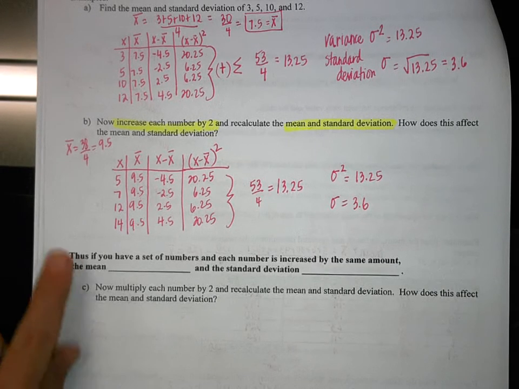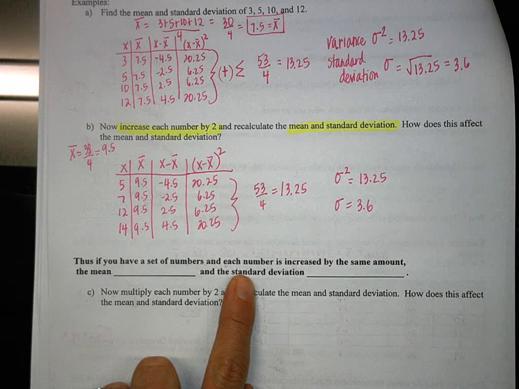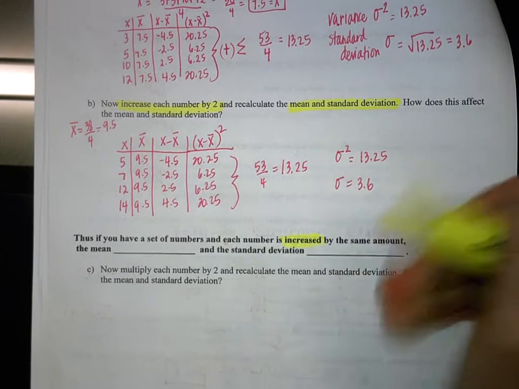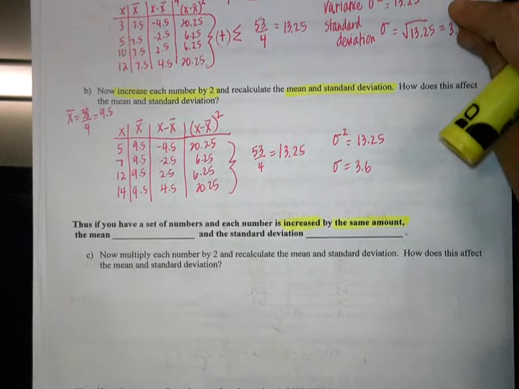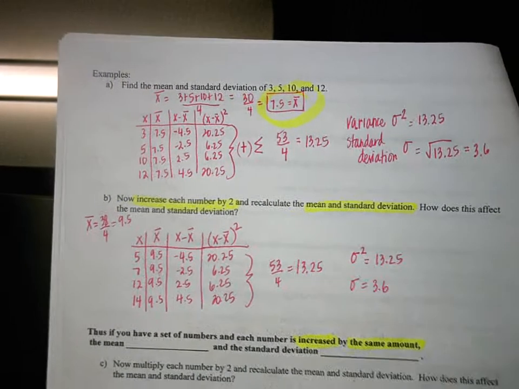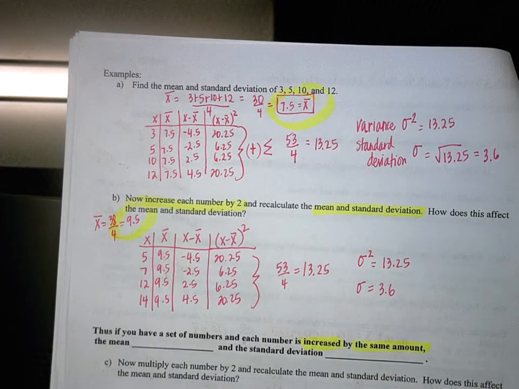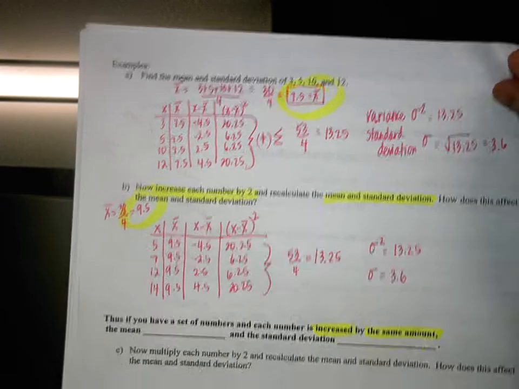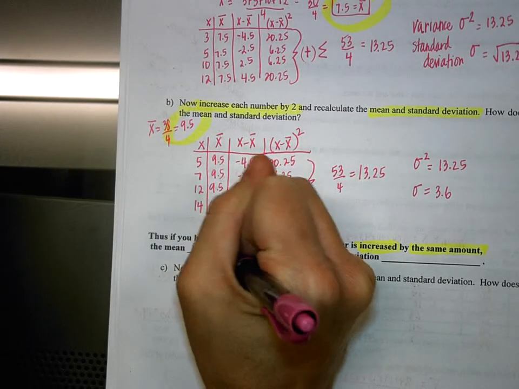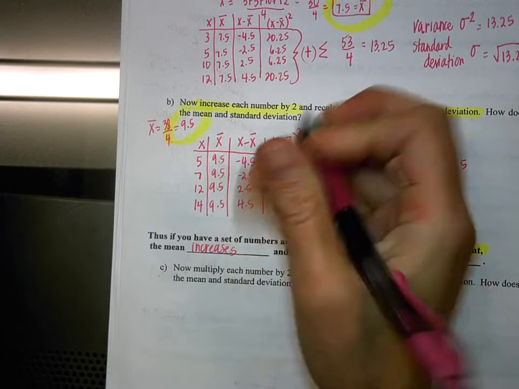Thus, if you have a set of numbers and each number is increased by the same amount, the mean. So let's look at the mean. Here is the mean, 7.5 on my original set of data, and here is my mean on the new set of data. What happened to the mean? It went up by 2. It increased by the amount that I increased each of the pieces of data by, right? So we're going to write the mean increases by the same amount.